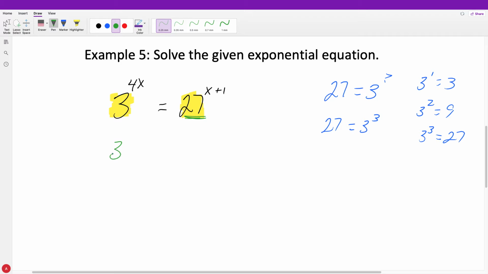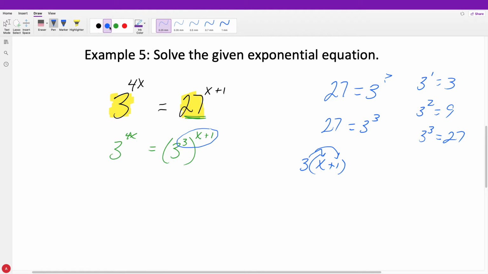Now, I'm going to make sure I put this in parentheses, because now it is 3 to the third power, which is equal to 27, but it's still being raised to the x plus 1 power. So here I actually have a power to a power rule that I have to use. And we know power to a power means we multiply. So I need to distribute that 3 in.